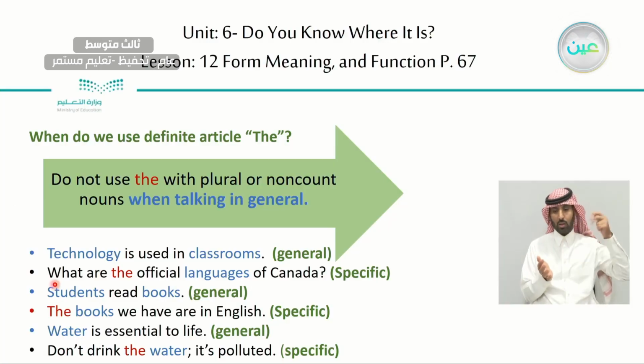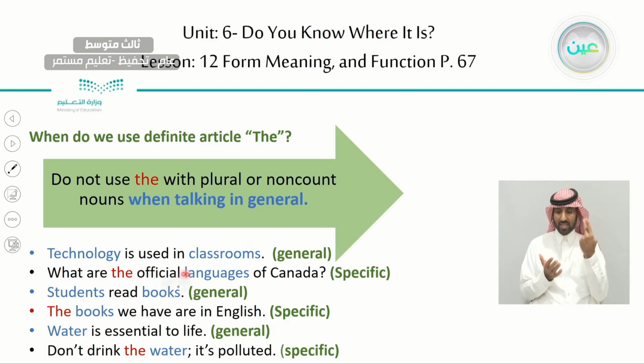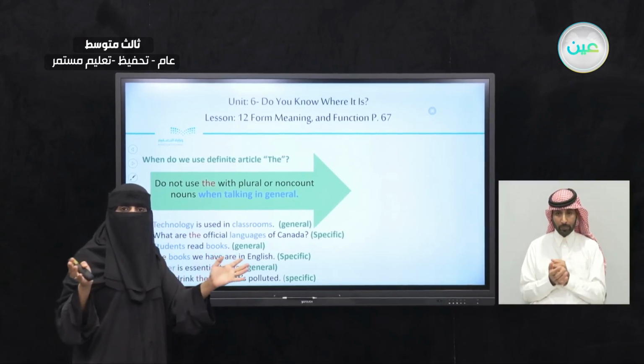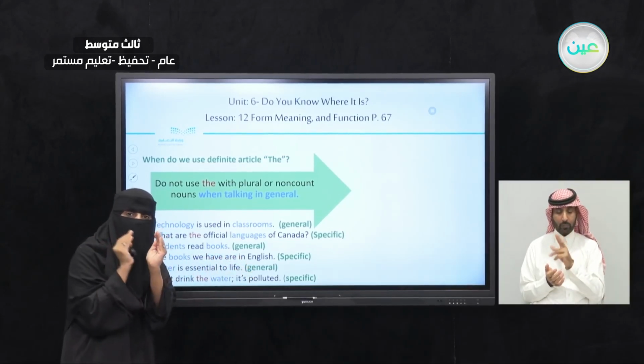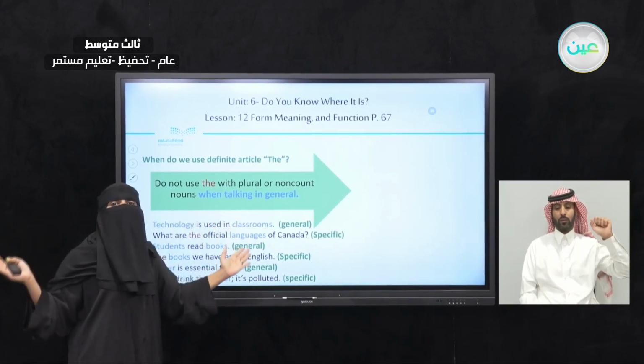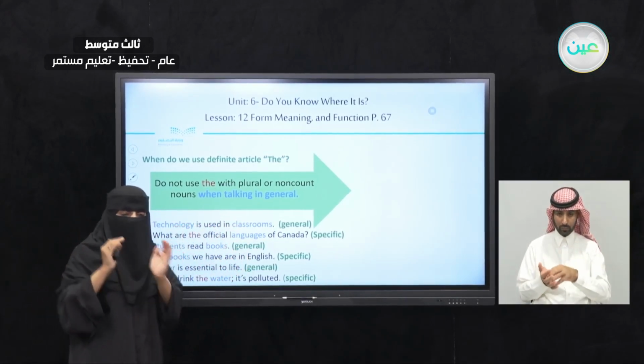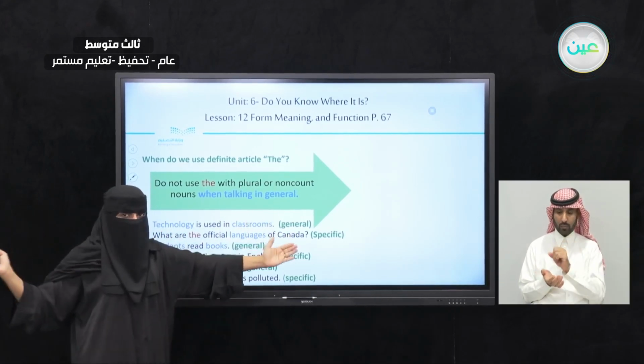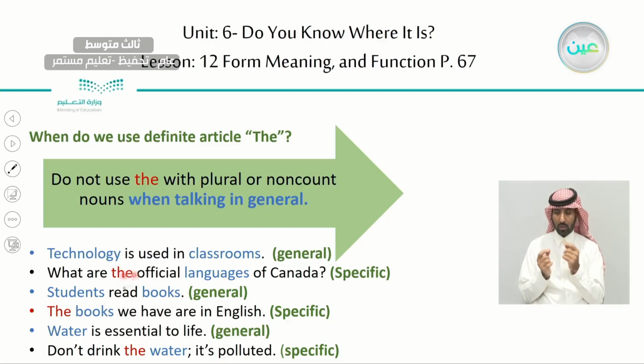Let's read the second sentence. What are the official languages of Canada? Here, I'm talking about specific languages. I'm talking about the official languages. Is it an official language anywhere? No. In Canada. I'm being specific. I'm not talking about all languages. The official languages in this country. So I'm being specific, not general. That's why here I use the. So when you're talking in general, you don't use the. When you're being specific about something, you use the.